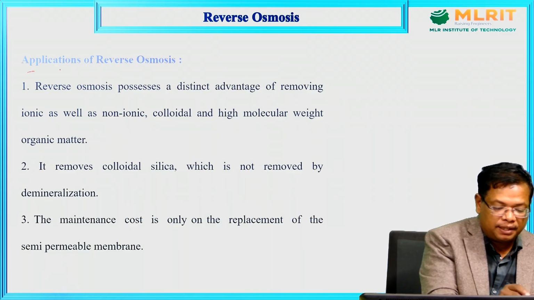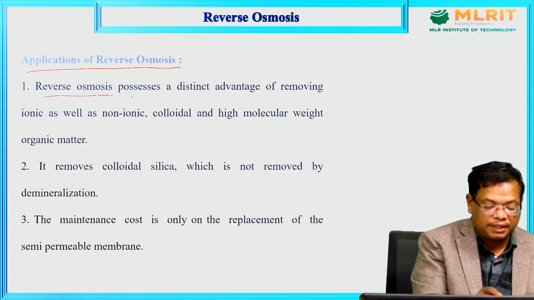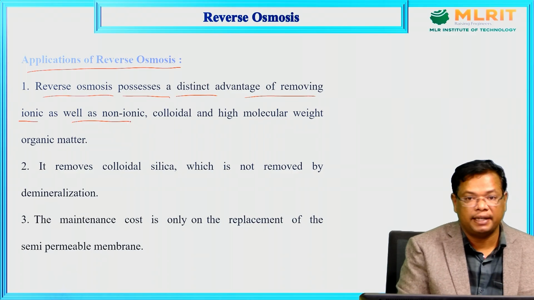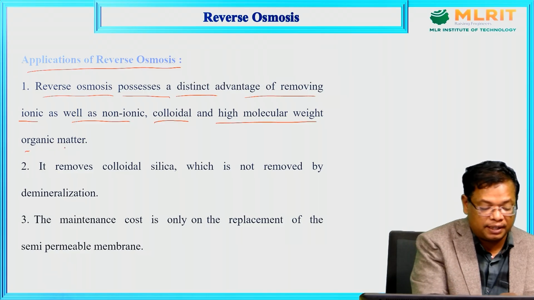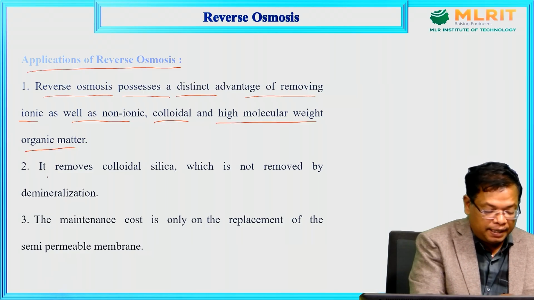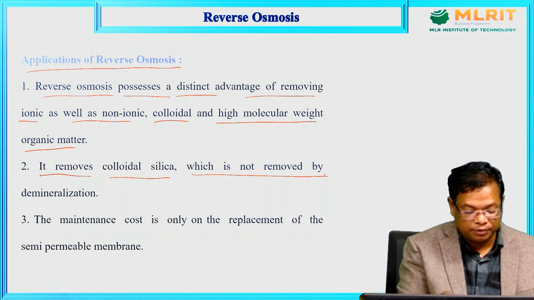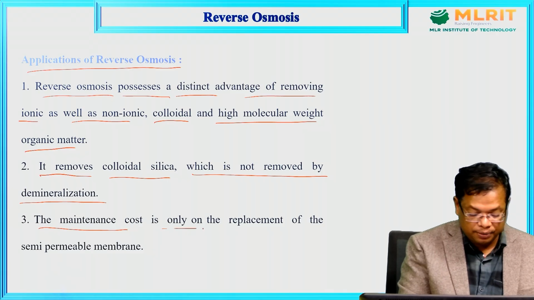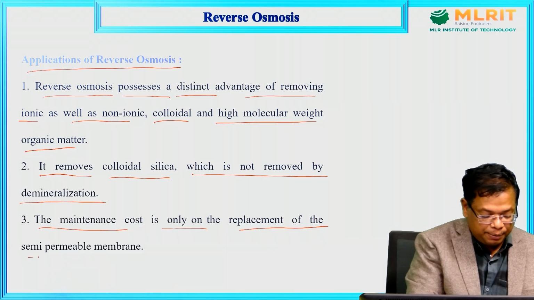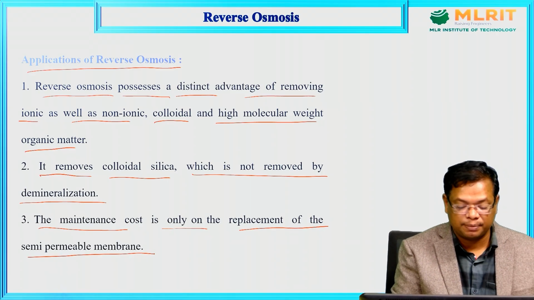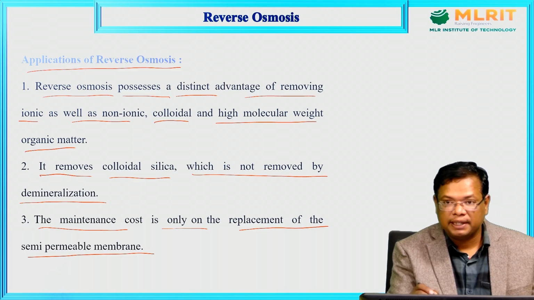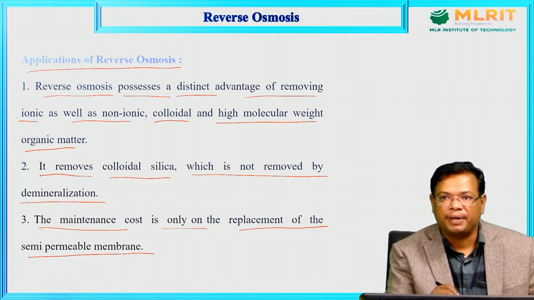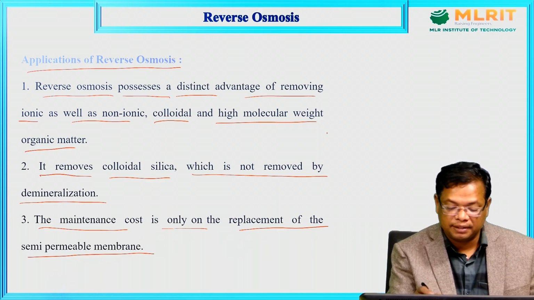So, applications of reverse osmosis. Reverse osmosis possesses a distinct advantage of removing ionic as well as non-ionic, colloidal and high molecular weight organic matter. And it removes colloidal silica, which is not removed by demineralization. The maintenance cost is only the replacement of the semi-permeable membrane. So by using reverse osmosis, we are removing impurities from impure water or brackish water. Brackish water is nothing but an example.